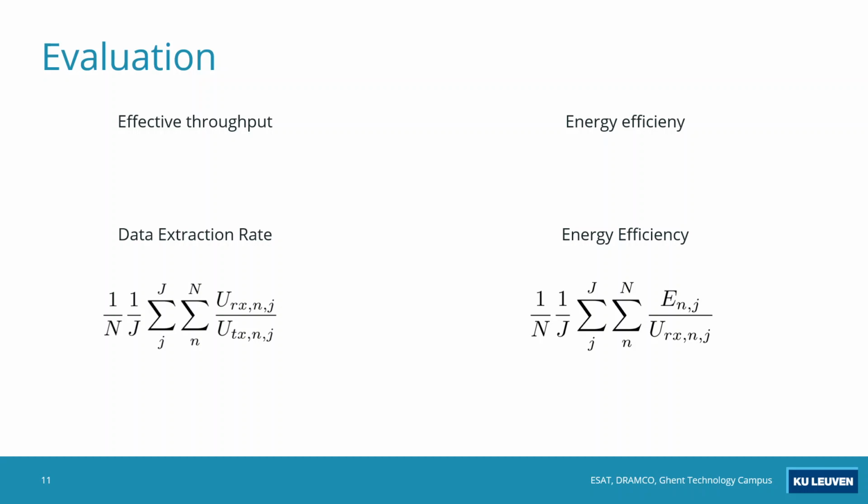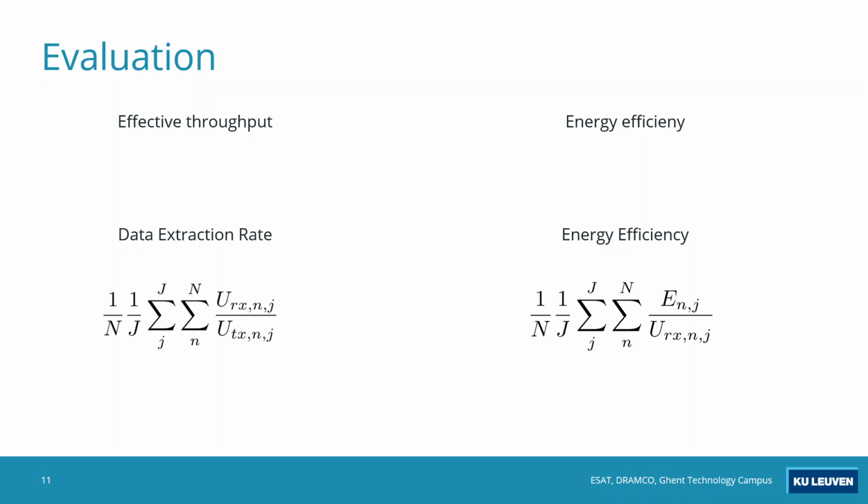In these two metrics, or formulas, J denotes the number of Monte Carlo simulations we've done, and N the number of nodes in the network. First, the effective throughput, or data extraction rate, is shown. This metric shows how much of the intended uplink data is received. It is defined as the ratio of unique received bytes to unique transmitted bytes. Retransmissions are not counted in the unique transmitted bytes.